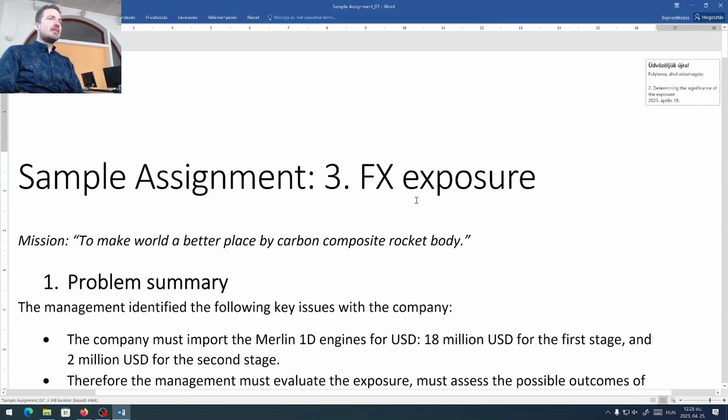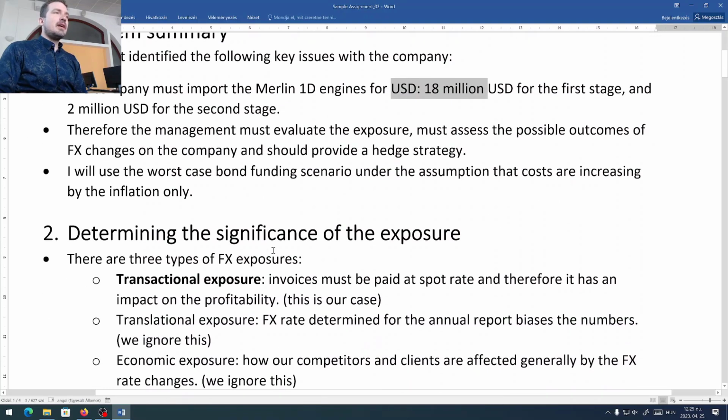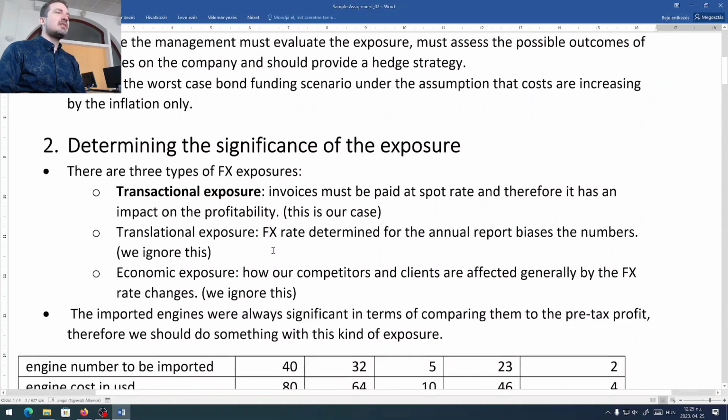So last time we started foreign exchange exposure assessment. So we were able to see, okay, what is the problem? The problem is exactly that we have to import the engines, so we have to pay some US dollars for the euros, and after that we have to see and analyze whether practically this is a problem for us when we have to purchase these engines, is this exposure relevant or not.